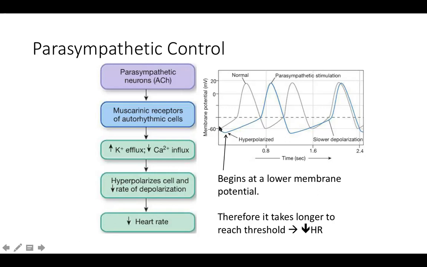So let's look at a normal heart rate in gray. This is a normal autorhythmic cell. So you have your funny channels open, you reach threshold, remember it's calcium channels, not sodium, in an autorhythmic cell.